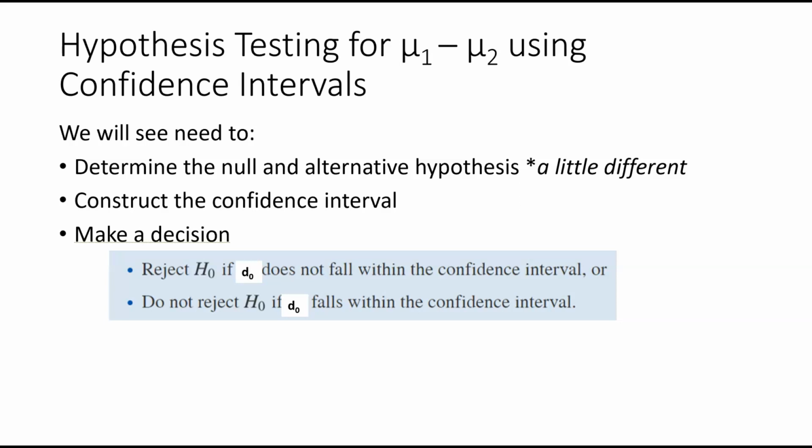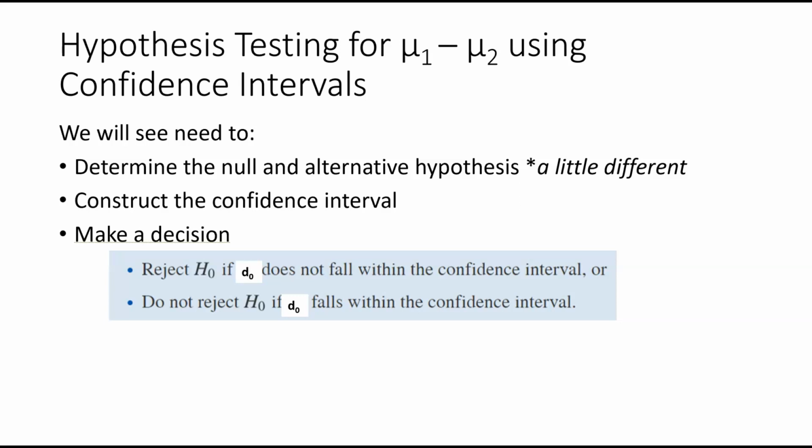All right, let's continue on with hypothesis testing for the difference between two means. Now we're going to be using confidence intervals. Even though we're using confidence intervals, we're still going to hypothesis test. We still have to do the null and alternative hypothesis, which will be a little different, then construct the interval, which we did in the last video, and then make a decision. So this is important here. We're going to reject the null if the difference value does not fall within the confidence interval.